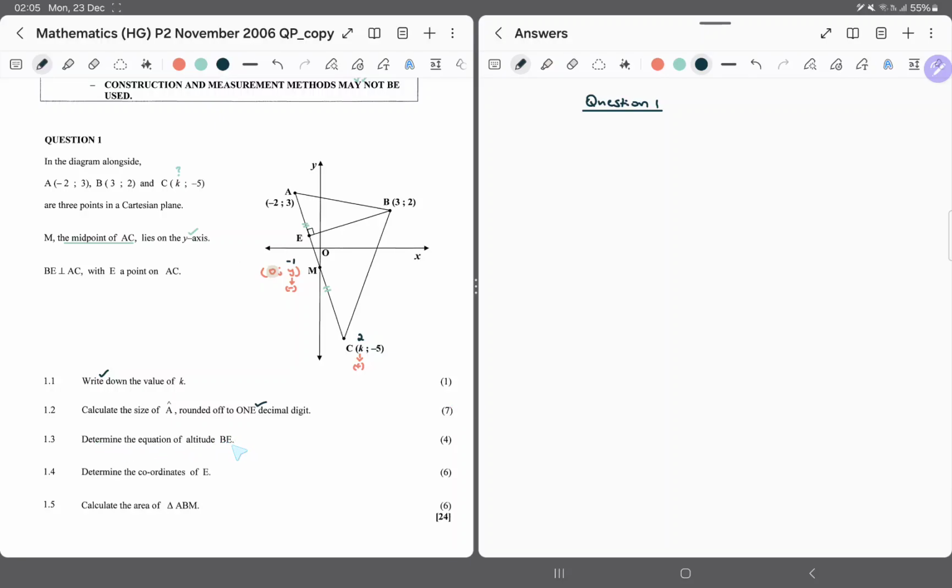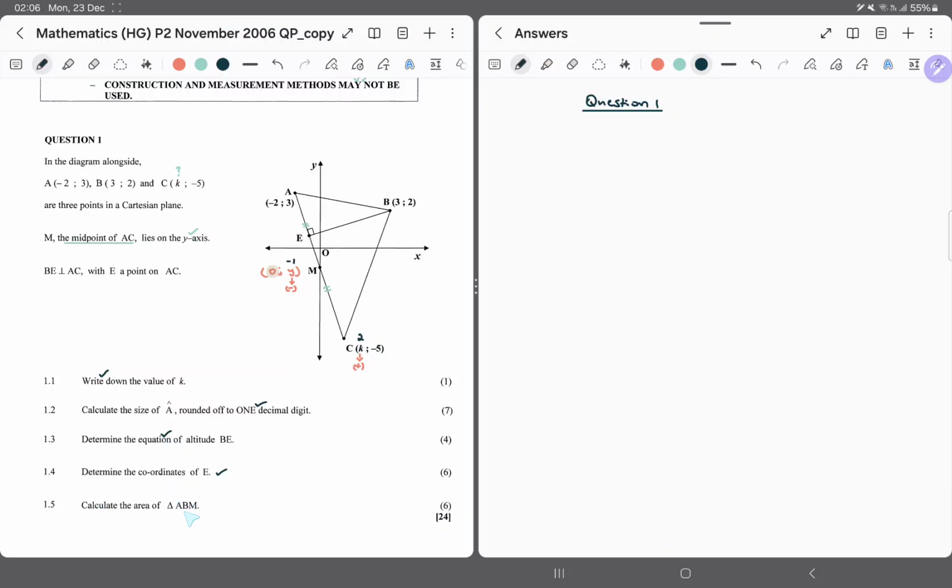Determine the equation of the altitude BE. Can you see, we want the equation. Of course, knowing the coordinates of C, we can use the gradient of AC to find the gradient of EB, substitute the point, and we get the equation. So we can get those 4 marks. Determine the coordinates of E. Once we have this equation, we just need the equation of this other line, which we did not determine, but we would know the gradient already. So we just find the equation and solve simultaneously. That's about 6 marks in paper 1 usually. We can take that one down.